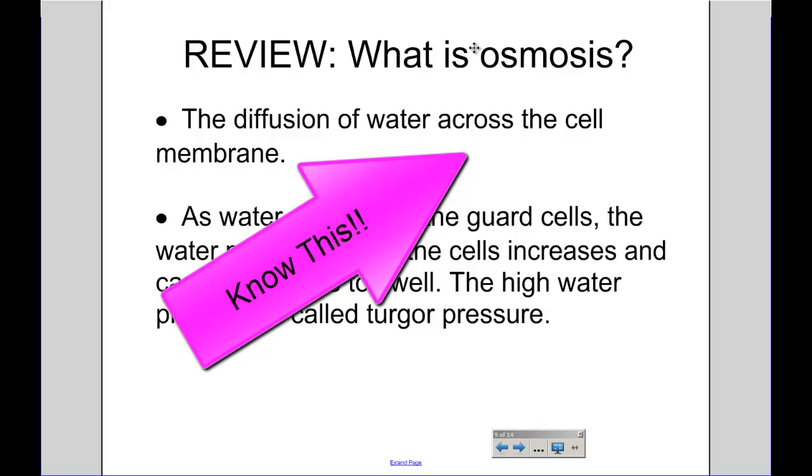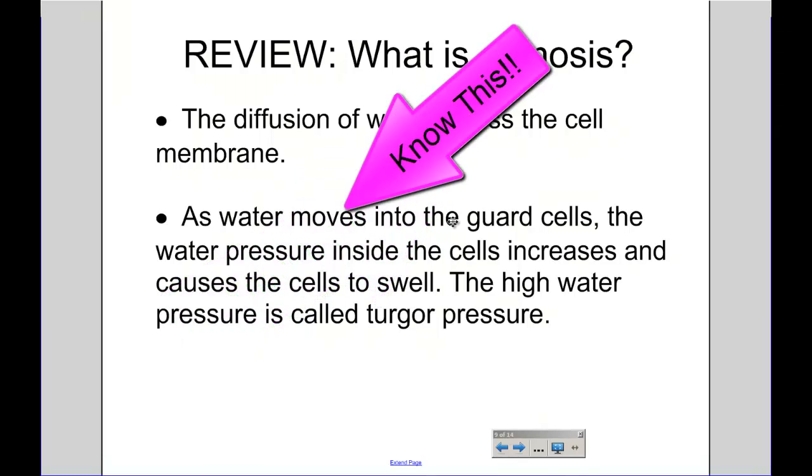So we remember osmosis is the diffusion of water across the cell membrane. So it's passive transport of water going from outside of the cell to inside of the cell, or vice versa. As water moves into the guard cells, the water pressure inside increases and causes the cells to swell. Again, this is called turgor pressure.